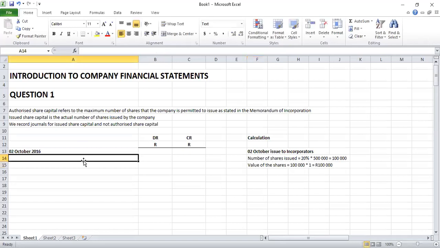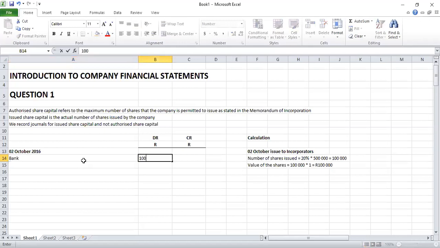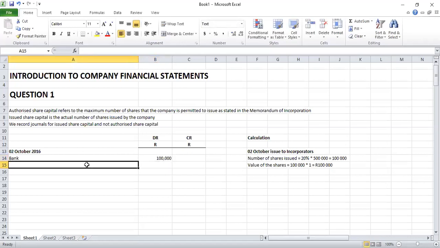So when we do our journal entry, there are two accounts that are affected. Number one, we've got bank, since these incorporators are going to pay for these shares. Right. So the business, the company, GOM Music, is going to receive money. So when they receive money, their bank, which is an asset, goes up. And when an asset goes up, we know that it has to be debited. So our bank will be debited with 100,000 because bank, an asset, is increasing since the business is receiving this money.